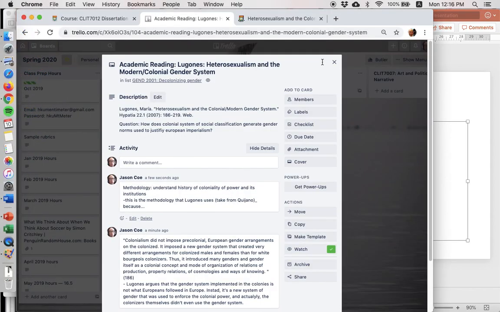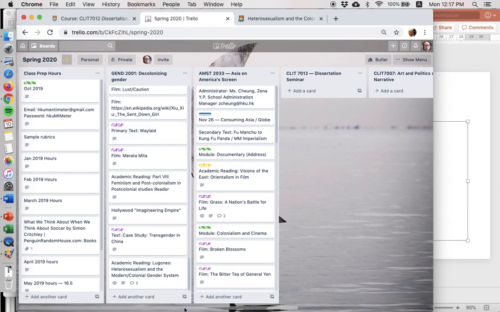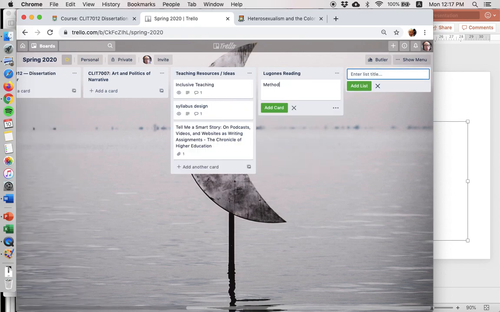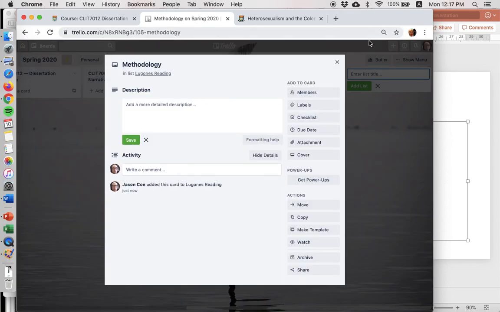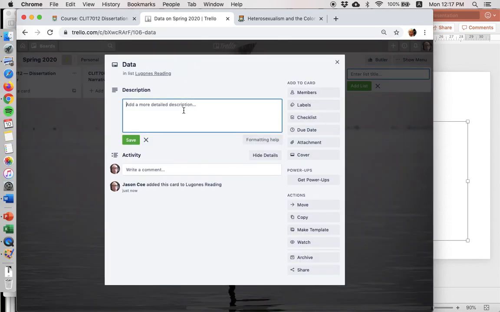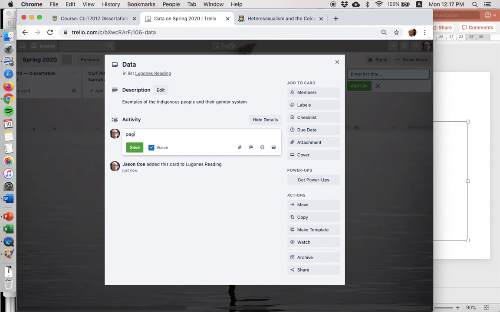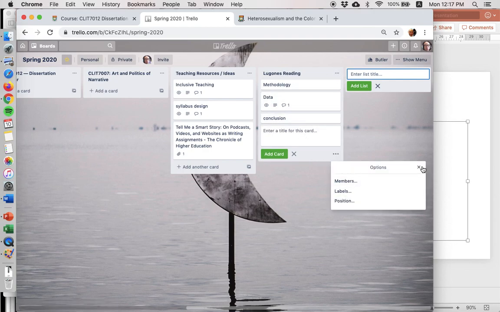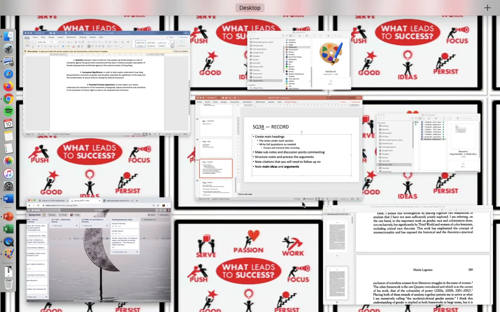So sometimes what I'll do, if it's actually something that's really long, or really useful, I might give it its own list, so I'll be like, Lugones reading. And then I might be like, okay, so this is the section on methodology. So then I would start putting all the stuff about the methodology. And then this would be like the data: examples of the indigenous people and their gender system, and then I would put, page 168 talks about, and then blah, blah, blah, so on and so forth, okay? And then I would just keep filling in these cards, like conclusion, main points, okay? So you could do it that way as well. And that's also a pretty useful way to do it, okay?